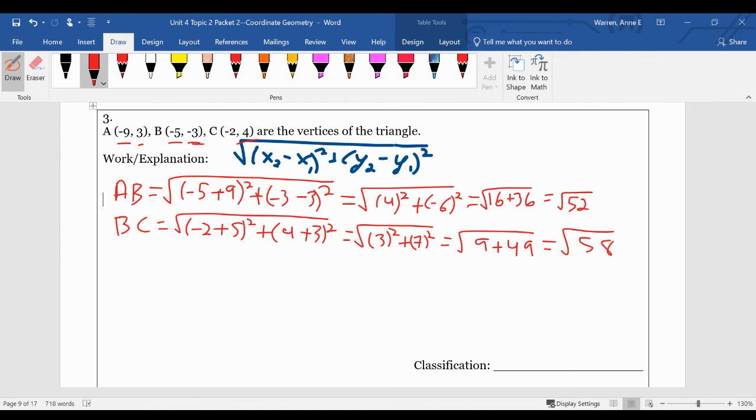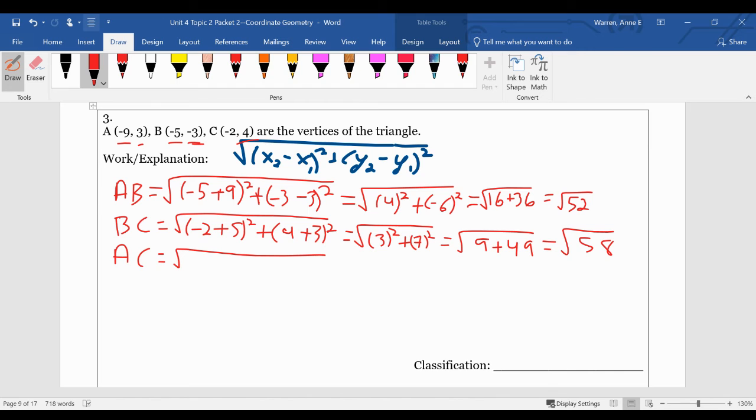So far we have found two side lengths. They are different from each other, so I already know it's not an equilateral triangle. Let me find the last side length, AC, in order to see whether it is isosceles or scalene.